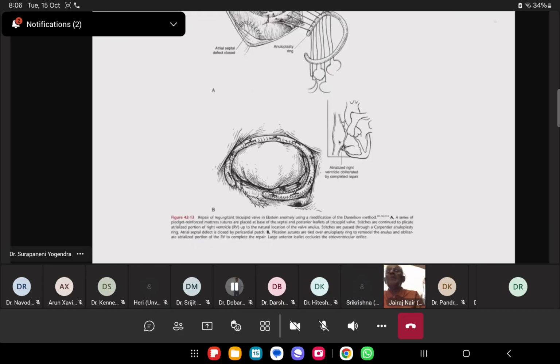Stitches are passed through a carpal. Then the atrial septal defect is closed by a fixed pericardial patch, and plication sutures are tied over the annuloplasty ring to remodel the annulus and obliterate the atrialized portion of the RV to complete the repair. Large anterior leaflet occludes the AV orifice.